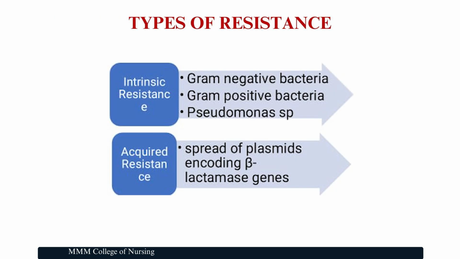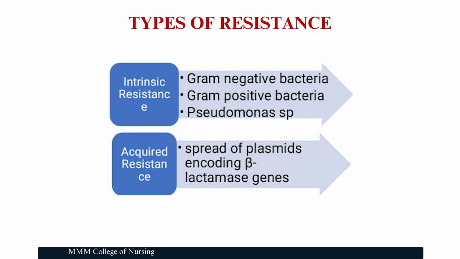Next we'll move into the types of resistance. There are 2 types of resistance. One is intrinsic resistance, another one is acquired resistance. So intrinsic resistance means the natural ability of a bacterium to resist a particular class of antibiotic due to its inbuilt structural or functional characteristics. For example, gram negative bacteria and Pseudomonas species.